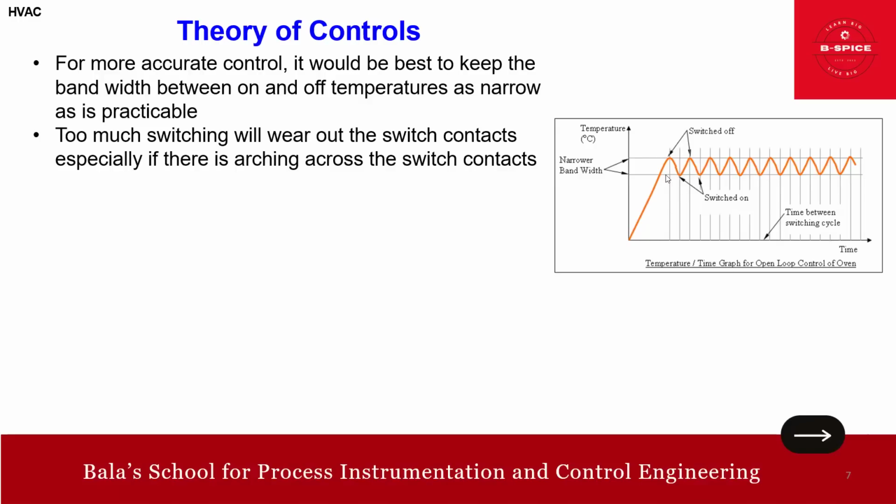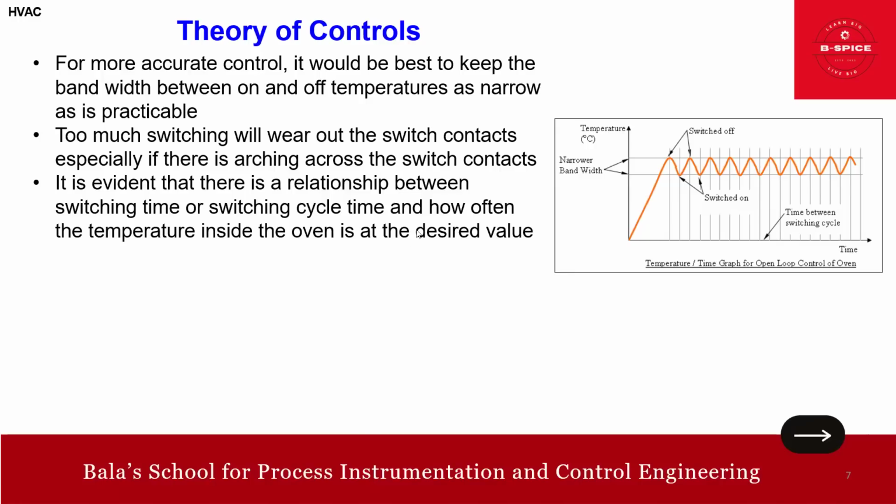So too much switching will wear out the switch contact, especially if there is arcing across the switch contact. So it is evident that there is a relationship between switching cycle time and how often the temperature inside the oven is at the desired value. Open loop control, but with reduced switching time, is shown here. So this also can be done.